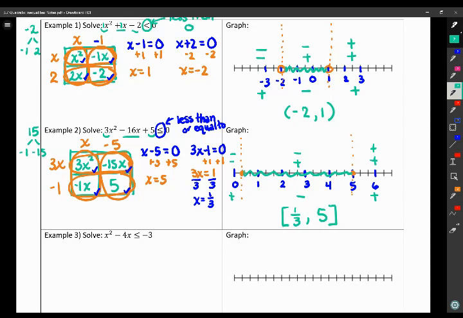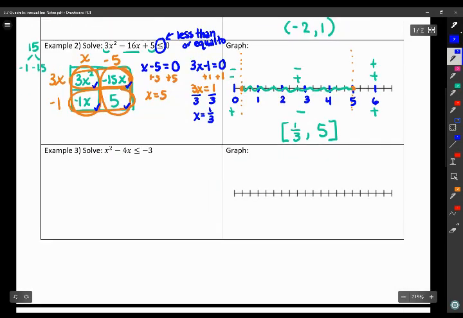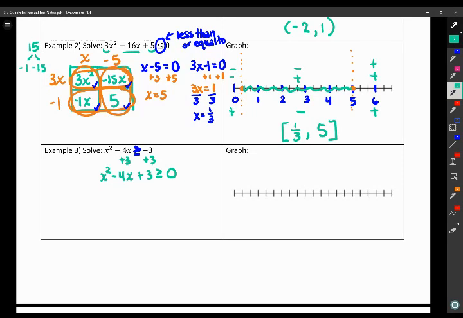Example 3, I'm going to change because all of our problems are less than problems. So I'm going to change this to a greater than. So if you guys could do that really quick, change it to a greater than problem. And then kind of the same idea. Notice this time it's not set equal to 0, so I do have one extra step. I need to move that over first. So I'm going to add 3 to both sides. So I get x squared minus 4x plus 3 is greater than or equal to 0. I have to do that before I can do anything else.